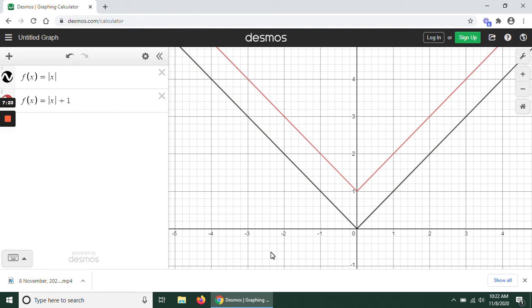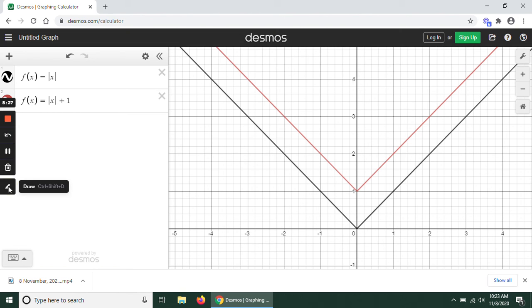As you can see, the red graph is our new graph. The black graph is our parent graph. That is our original graph. Our red graph is coming from the parent graph. In the real world, the parent comes before the child. Chronologically speaking, the parent comes before the child. So the black graph is the parent graph, and the red graph is coming from the parent graph.